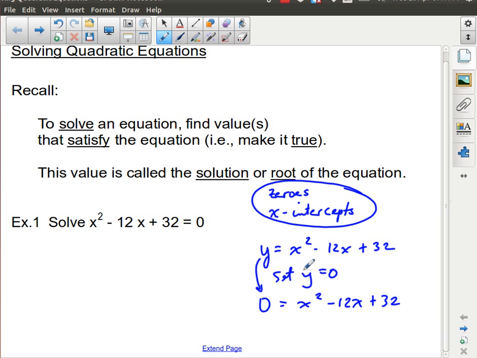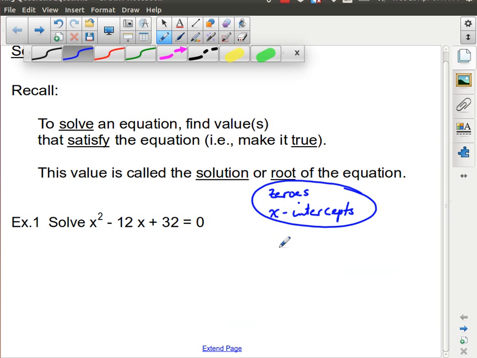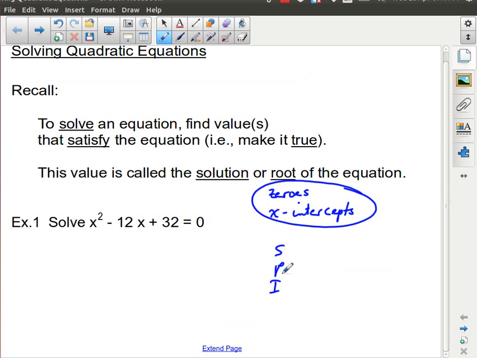How would we have done this one? What we would have done is, let me just clear some space here, we would do SPI, or some variation of that. I'm going to use SPI to do what's known as decomposition. My sum is negative 12. My product is 1 times 32, which is 32. And my two numbers are going to be negative 4 and negative 8. So my decomposition is going to be x squared minus 4x minus 8x plus 32 equals 0. Negative 4x minus 8x is negative 12x.